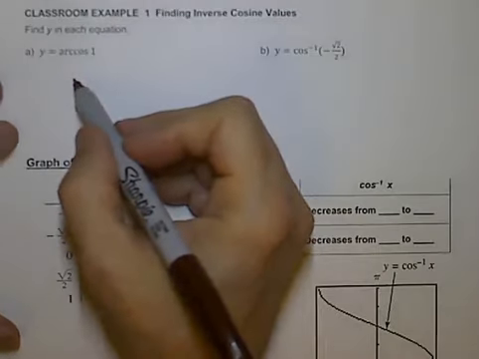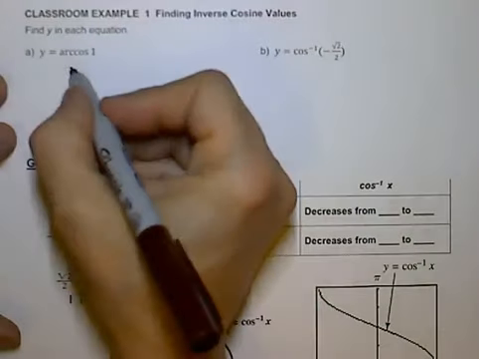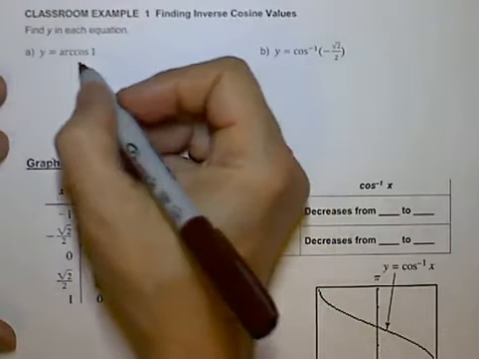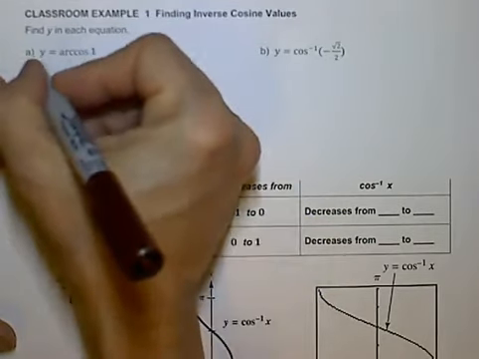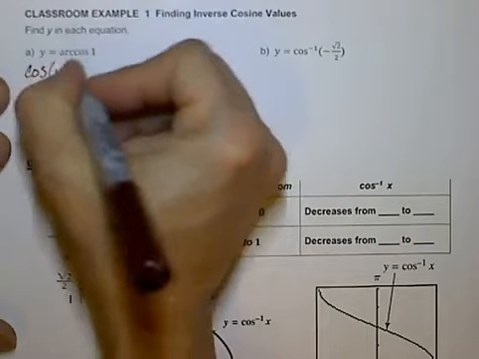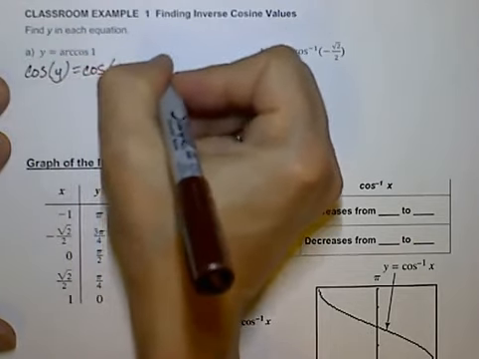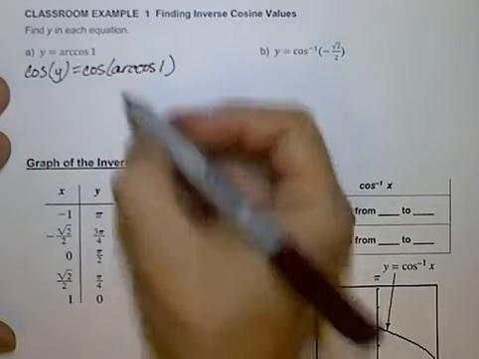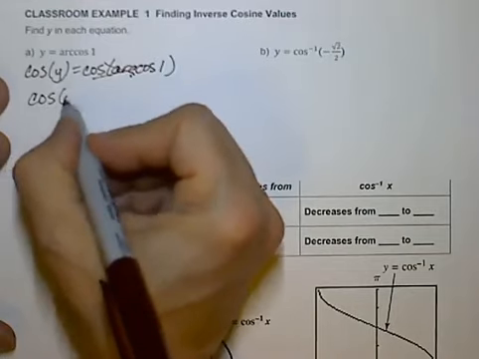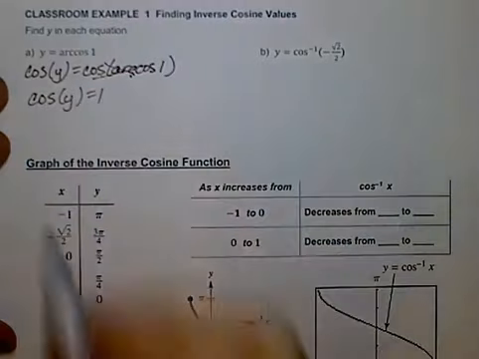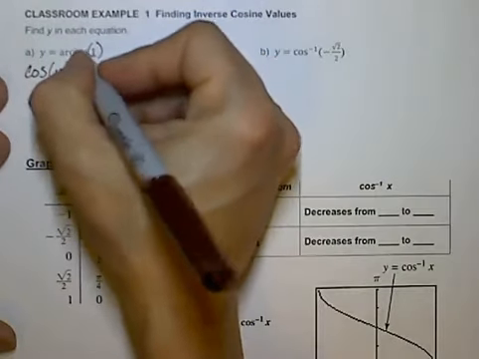Let's find some values for inverse cosine. Remember, it's the same as arc cosine. So here, again, there's kind of two different ways to go about this. If you want to use the inverse of arc cosine, that would be cosine. So you could do cosine of y on each side of this. The cosine and the arc cosine cancel each other out, so you would just end up with cosine of y equals 1.